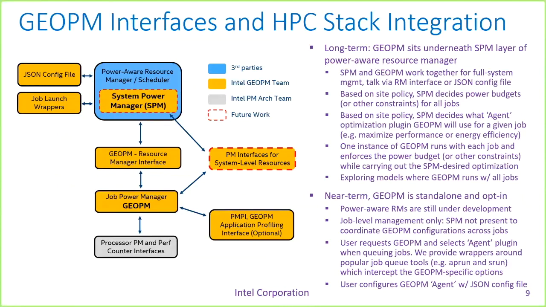You can also configure how our GEOPM agents behave with a JSON config file. You can, for example, tell our agents how much power budget they have for the job, etc.